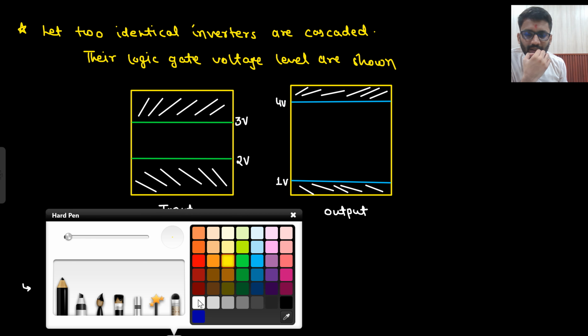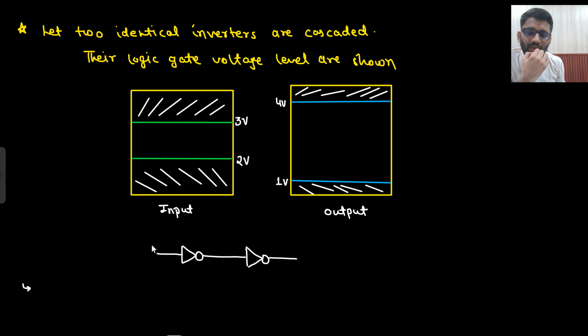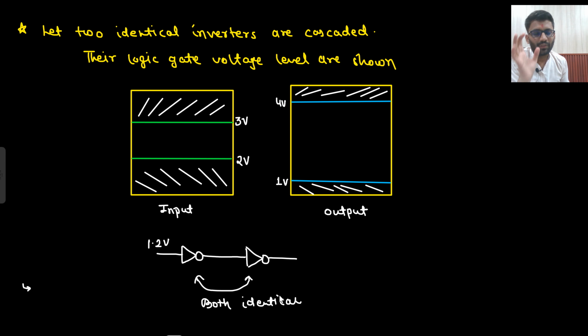Now let's just say I have applied input 1.2 volt here. This is the input side. These two are identical, both identical. So both will have the same band, no? Input, output, both will have the same band. So here I am having 1.2 volt. So it will be considered as logic low. What will it give me at output? Logic high. For the output, what is logic high? 4 volt. So it should give me above 4 volt. Let's just say it is giving me 4.2 volt.